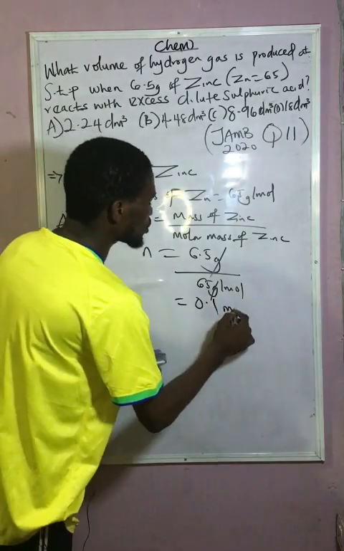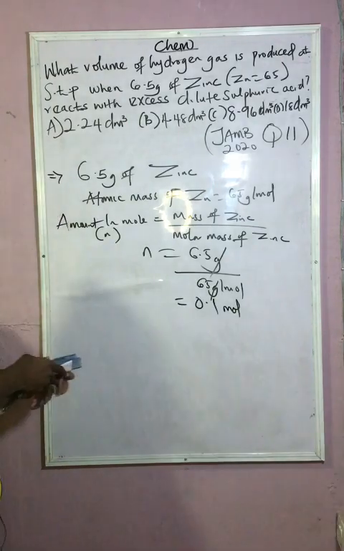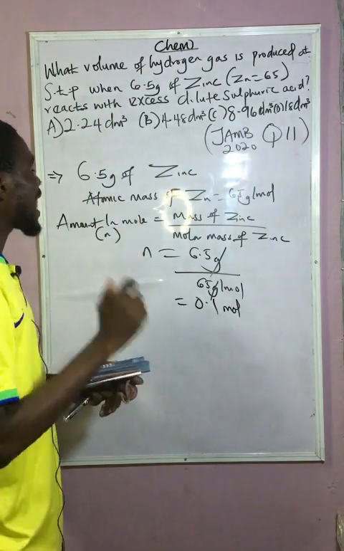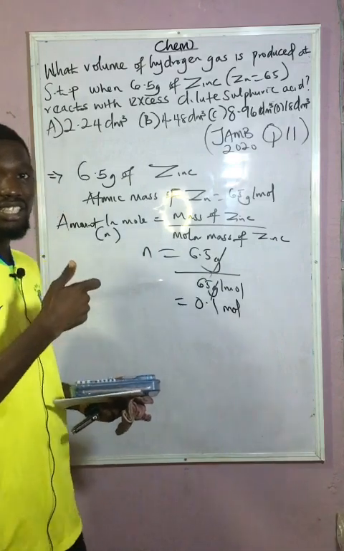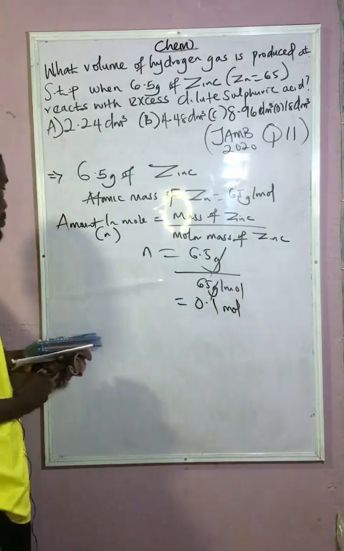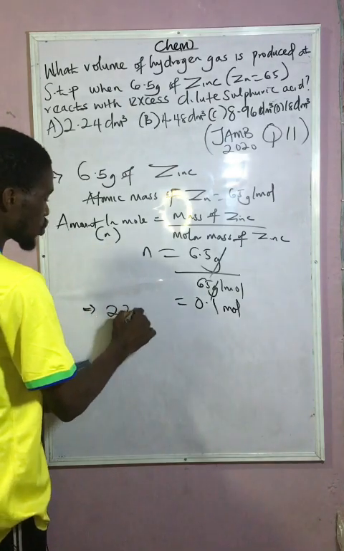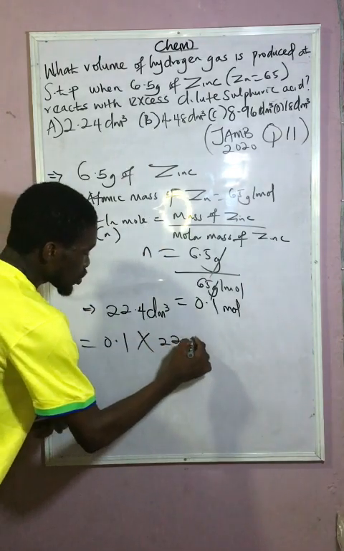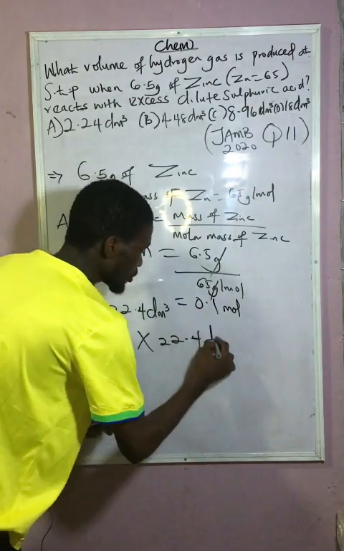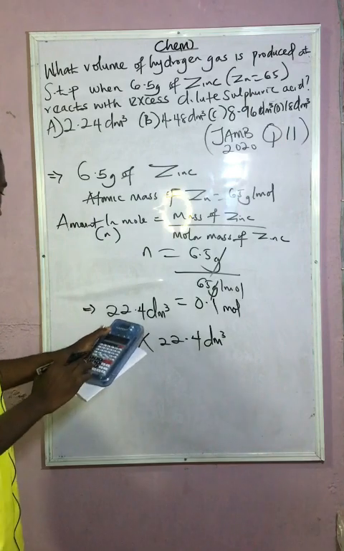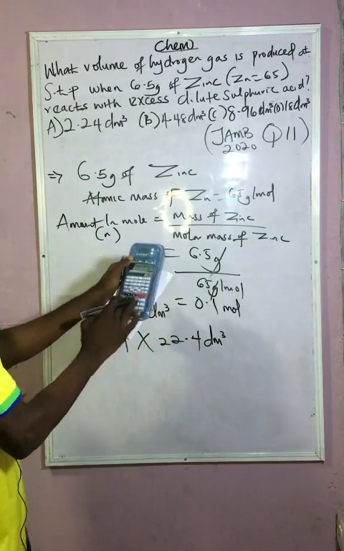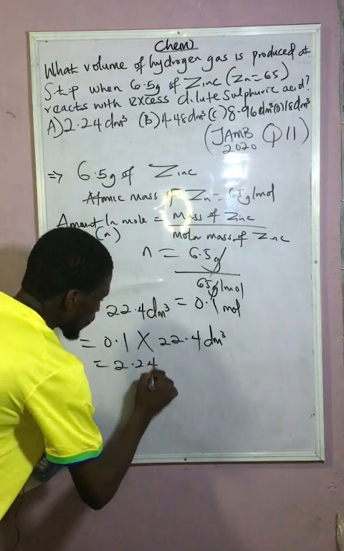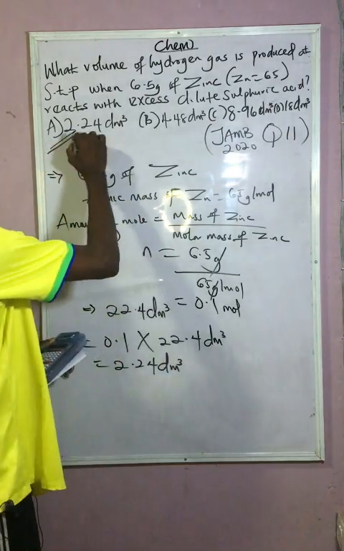But if you look at the question, it is stated clearly: what volume of hydrogen gas is produced at STP. And when we talk about this chemical combination, the standard temperature and pressure molar volume is given as 22.4 dm cube. So you have 0.1 multiplied by 22.4 dm cube. So we are having what? 2.24. So you can say we have 2.24 dm cube, which is the answer.